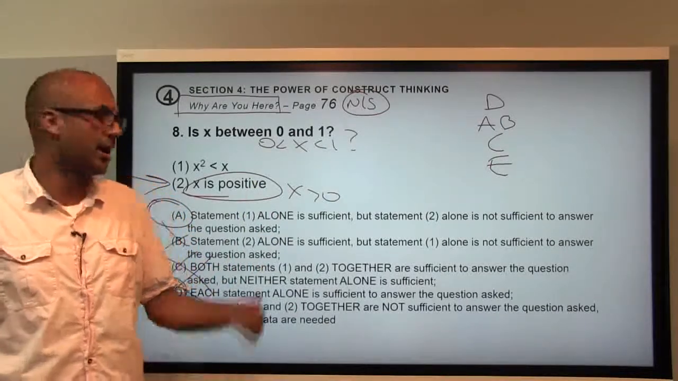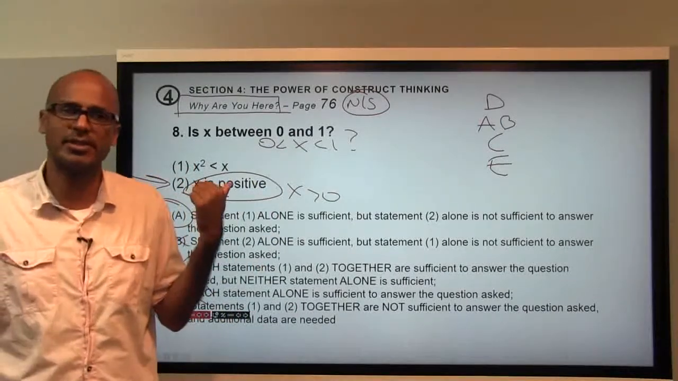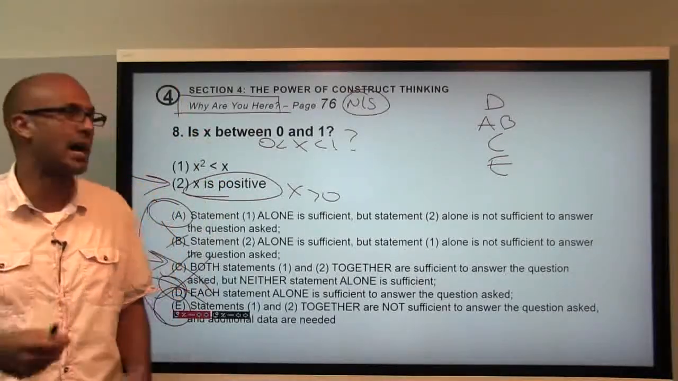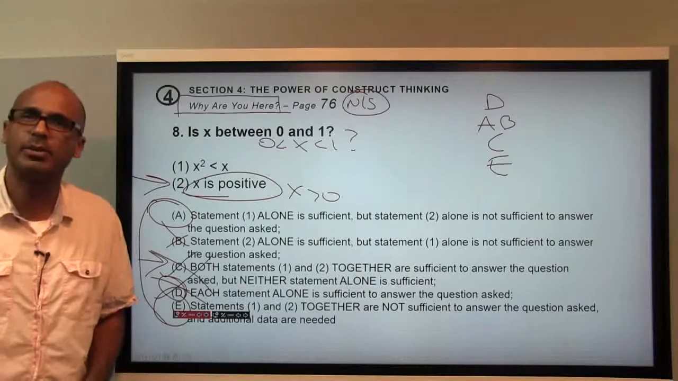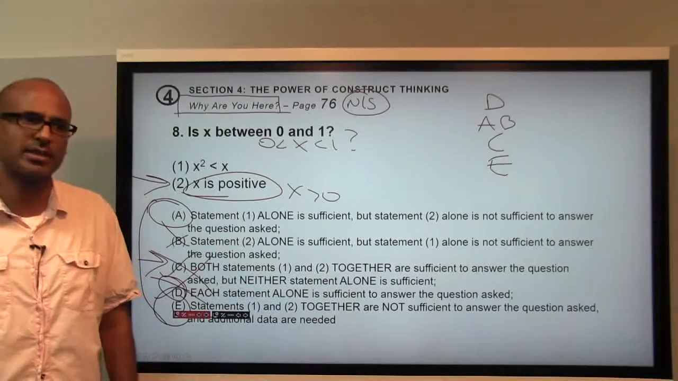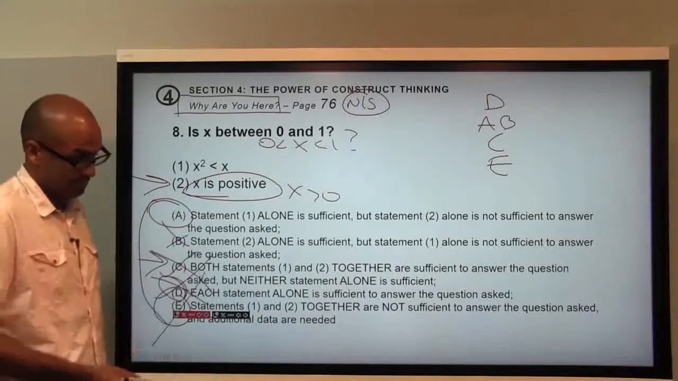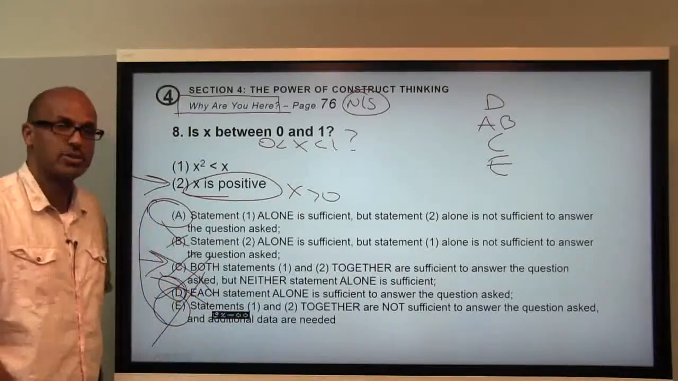All you got to do is try a value between that and try a value that's above it and see what works. If I pick a value like 2, is 2 squared less than 2? No, that doesn't even comply. Go back to what we said earlier. You got to pick values that comply. So then I pick a value in between, like 1/2. Is 1/2 squared less than 1/2? Yeah, you bet. 1/4 is less than 1/2. So looks like statement 1 is super sufficient.